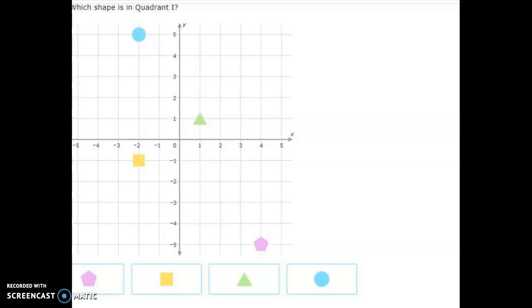So here's IXL sixth grade X.3. Trying to get my pencil to work.